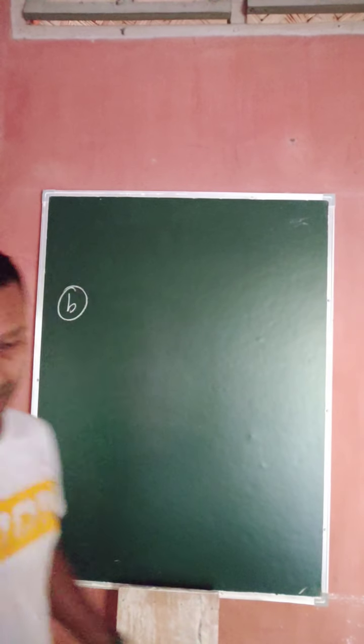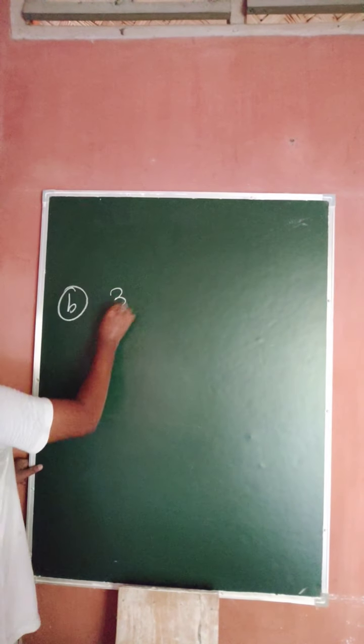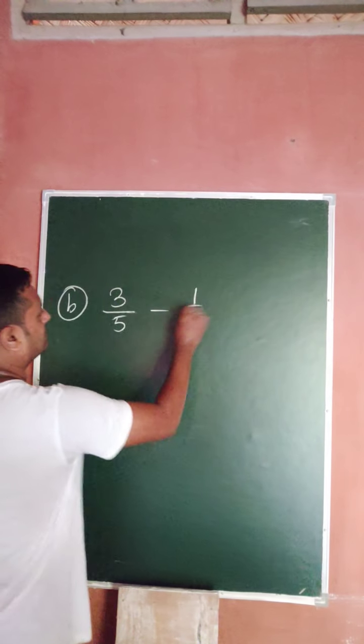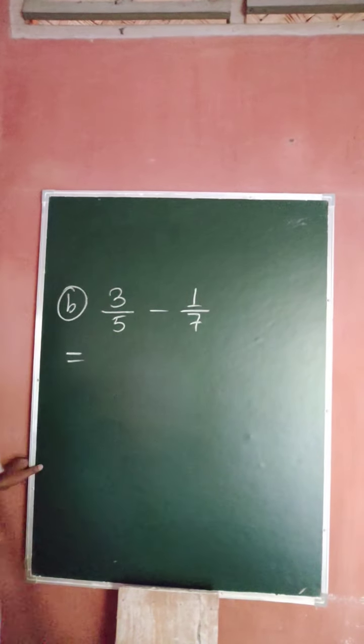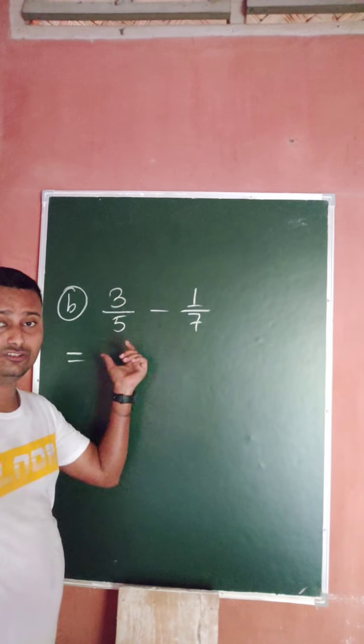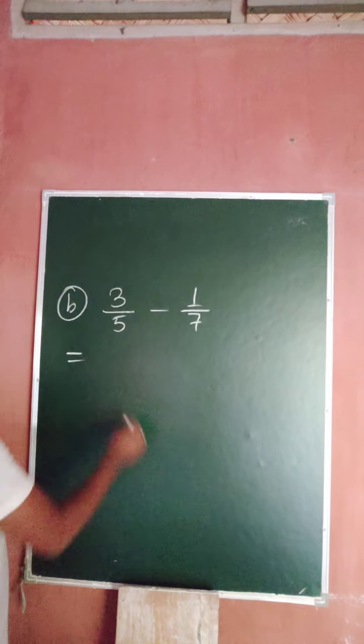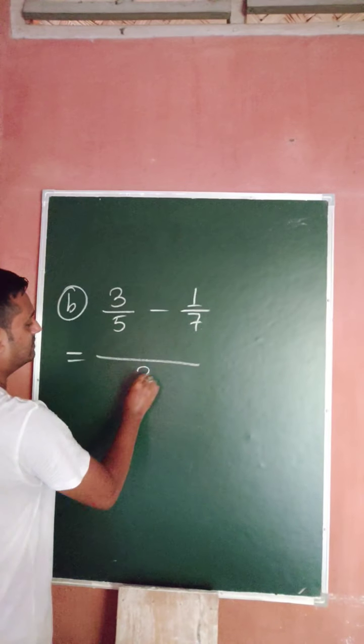Question number B is what? 3 by 5 minus 1 by 7. So already we solved this type of question. 5 and 7 have no common factor except 1. So the LCM is 5 into 7, 35.